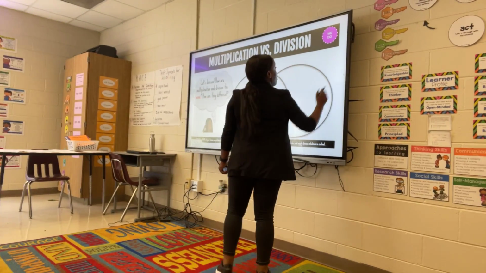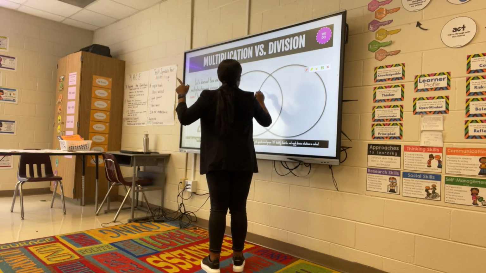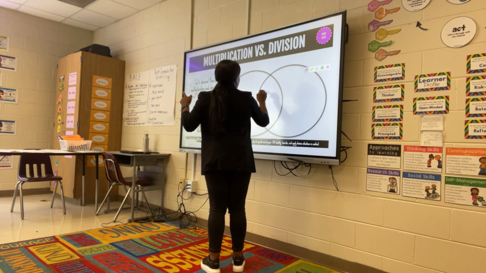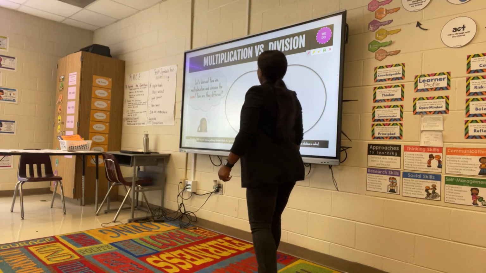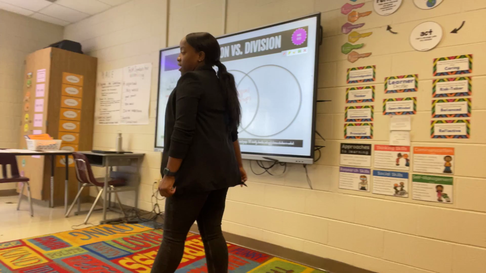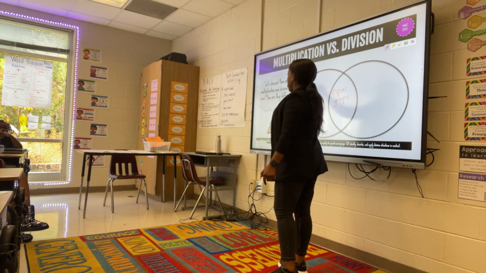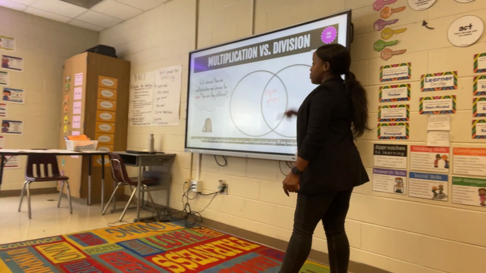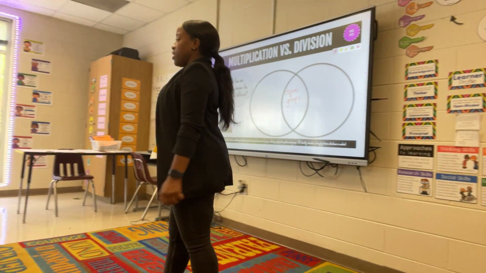Equal groups. We can use equal groups for both, to find the product, which is for multiplication, and to find the quotient, which is for division. Okay? Now I want to know, how are they different? What can we do? What strategy can we use for multiplication that we cannot use for division? How are they different? Adrian.